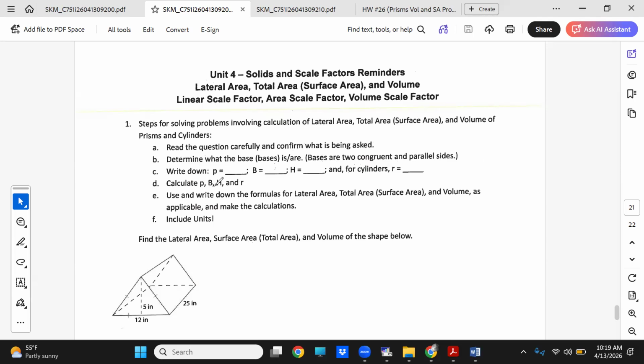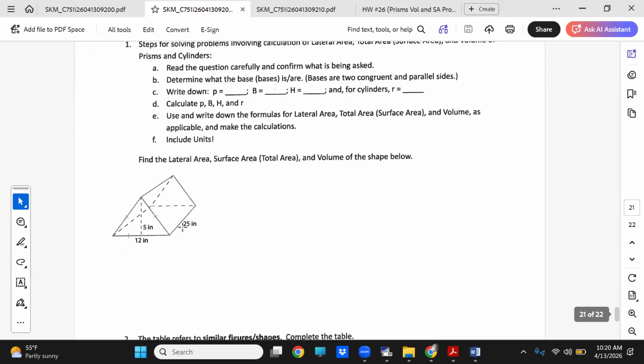And then write down the formulas, right? Whatever you need, and then make sure you put your units, right? So if we follow that system, we should be okay. So taking a look at this one here: lateral area, surface area, which is total area, and volume. Okay, so first of all, my base is what kind of shape?